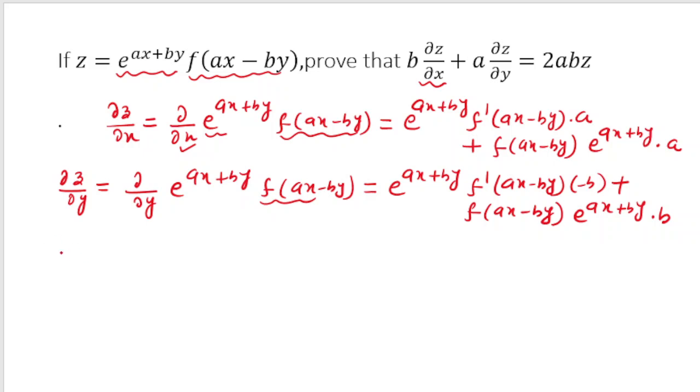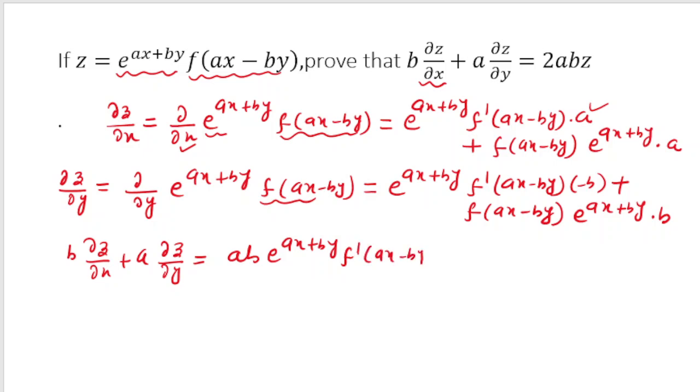Now on the left hand side we have b times del z by del x plus a times del z by del y. So to evaluate it, I have to multiply this whole thing by a. So sorry, b. So here we have a, and if I multiply it by b, I will get ab, and we have e to the power ax plus by into f dash ax minus by.